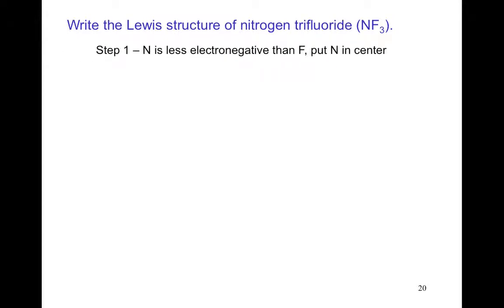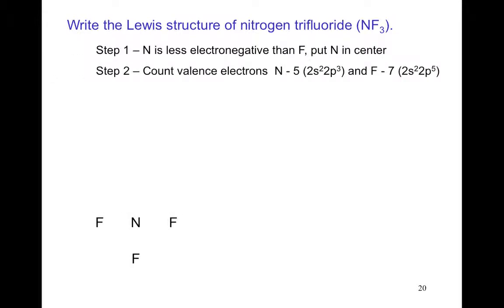Step 1, nitrogen's a lot less electronegative than fluorine, so put nitrogen in the middle. There's nitrogen in the middle. Surround it with 3 fluorines. Count valence electrons. Nitrogen's going to be at 5. You can find that on the periodic table. Fluorine's going to be at 7. You can go ahead and throw those dots around there.